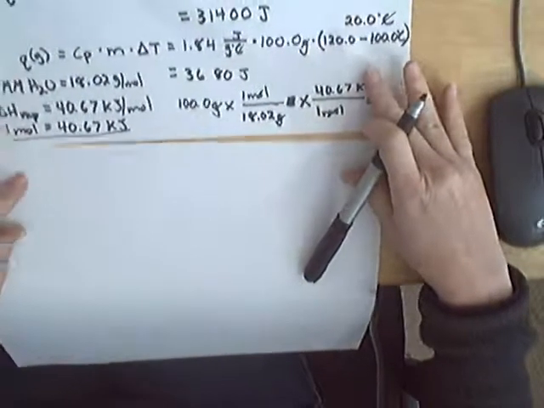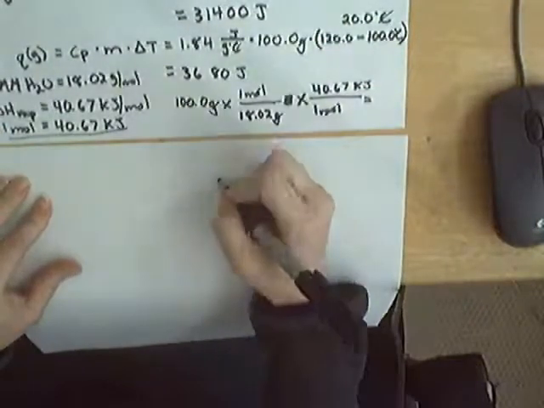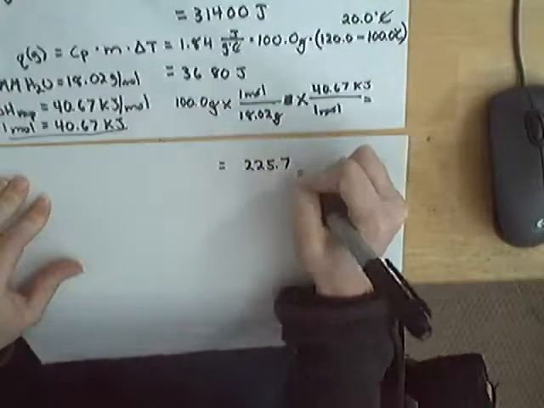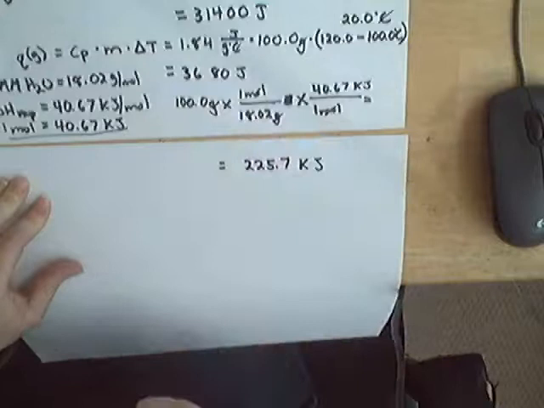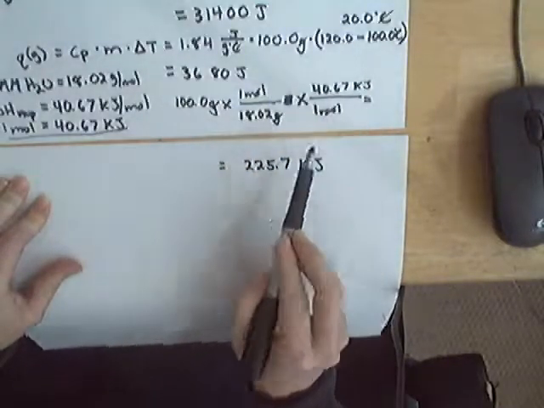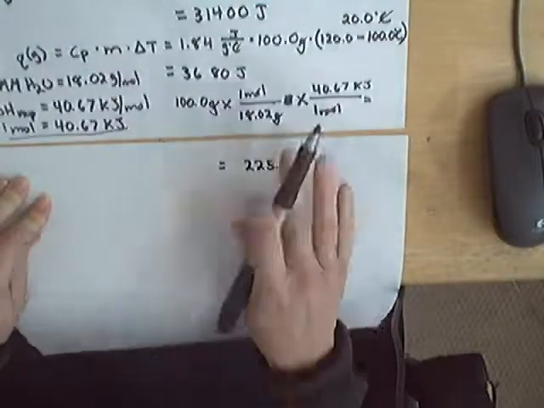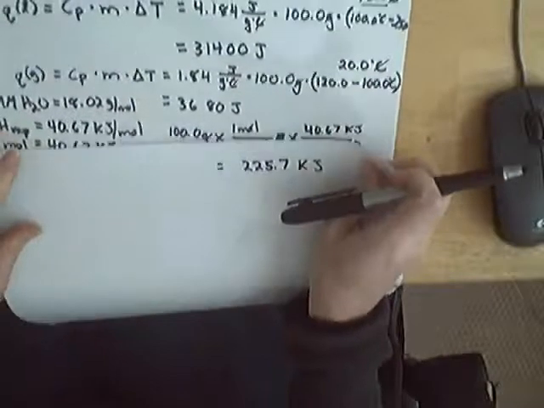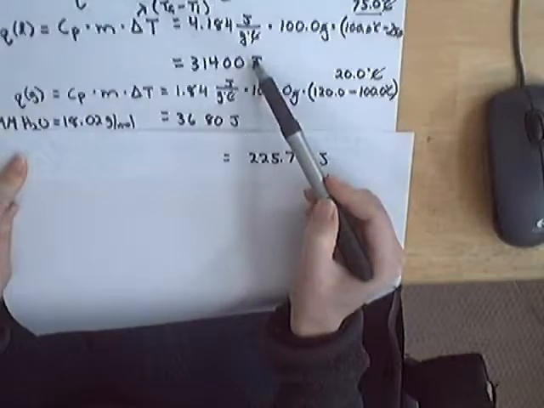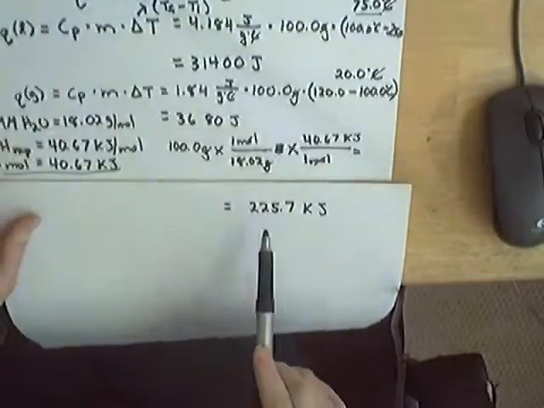If we do the math now, what we get is 225.7 kilojoules. All right, 225 kilojoules. So grams canceled with grams, moles with moles, and all we're left with is kilojoules. So this is the amount of energy it takes to do the phase change. So now we have the amount of energy it took to heat the liquid, the amount of energy it took to heat the gas, and the amount of energy it took to do the phase change.